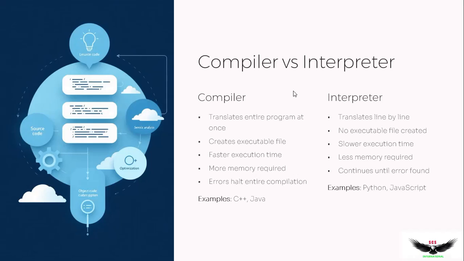Examples of a compiler, we have C++, Java, and others. We have C++ and Java. But for interpreters, we have Python and JavaScript.